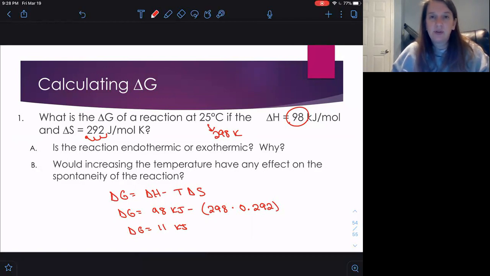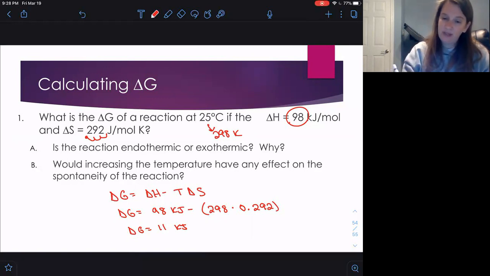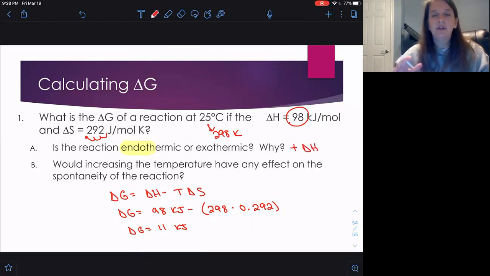Is the reaction endothermic or is it exothermic? Well, it is going to be endothermic because we have a positive delta H. So you want to make sure when you're answering these kinds of questions, you're looking at the correct thing in order to answer the question. Okay, so it's endothermic reaction because it has a positive delta H.